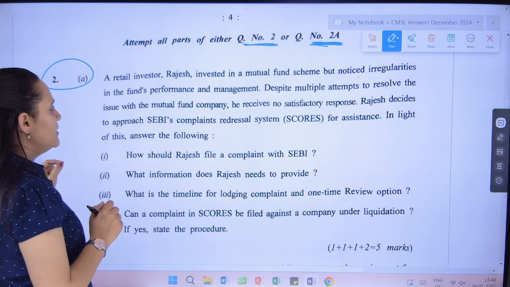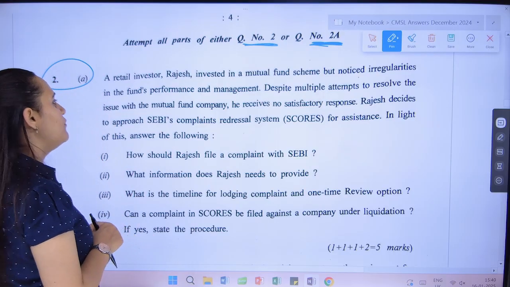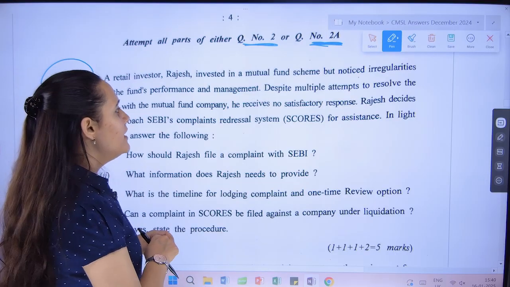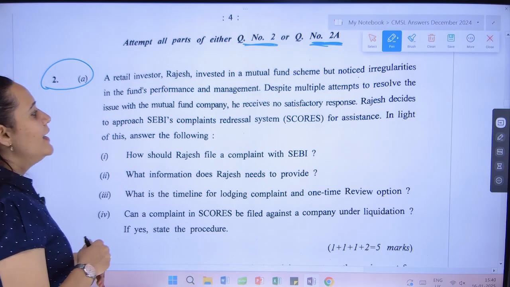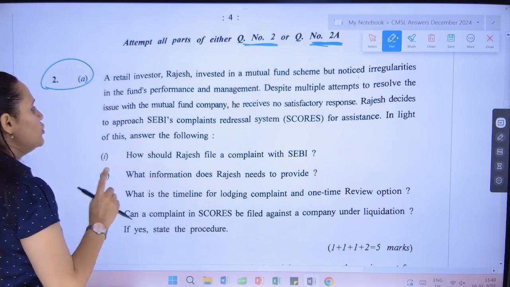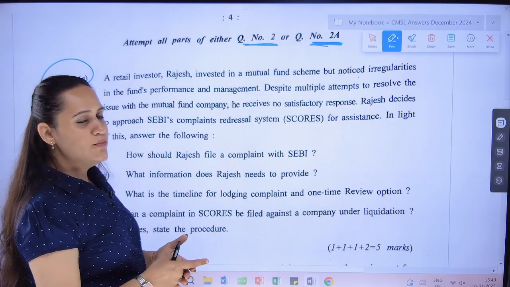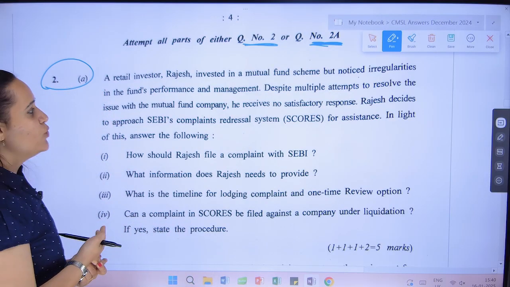A retail investor, Rajesh, has invested in a mutual fund scheme, but he noticed irregularities in the fund's performance and management. Despite multiple attempts to resolve the issue with the mutual fund company, he has received no satisfactory response. Rajesh has decided to approach the SEBI complaint redressal system for assistance. In the light of this, answer the following questions. So what is it?